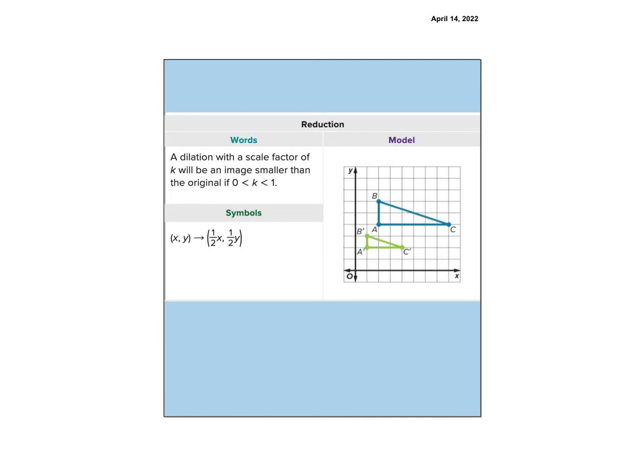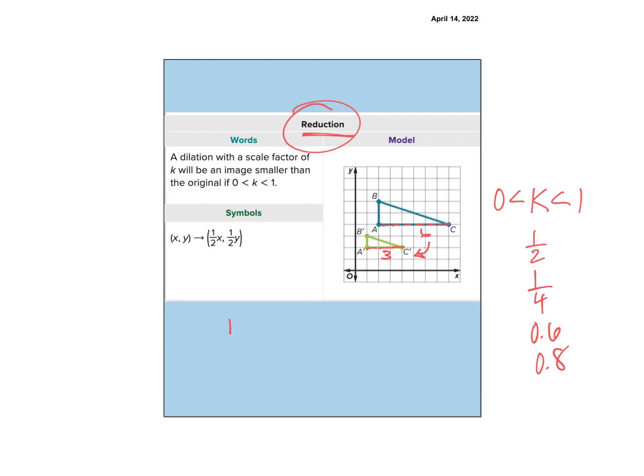All right, same page. Again, this shows a reduction. This would be if you have a scale factor somewhere between 0 and 1. So numbers between 0 and 1 would be like a half, a fourth, 0.6, 0.8. Those would all make a reduction. Same thing here. If you look at the side lengths, I have 6 here and 3 here. You can see that from this one to this one, it's divided by 2, which is the same as doing a half.